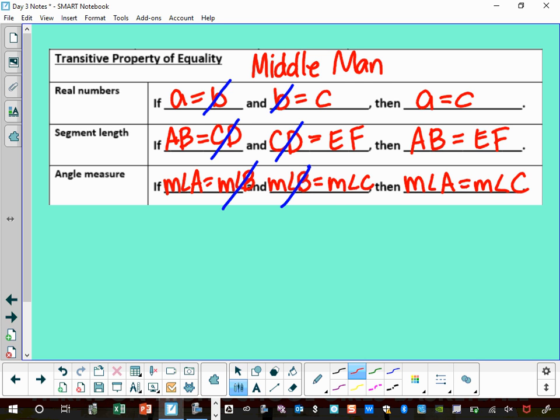Wait, is there always going to be this? If it's transitive property, you'll be able to tell because it will look like this. If whatever's in the middle is the same, you can just cancel it out.